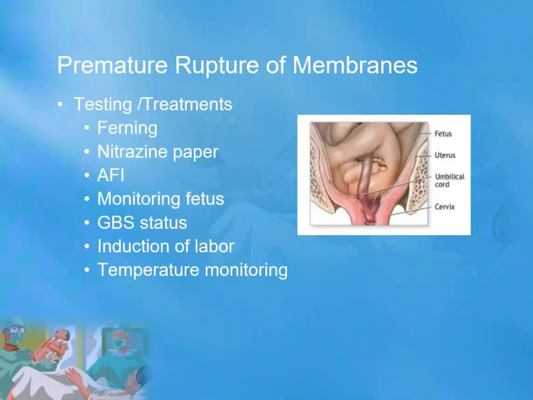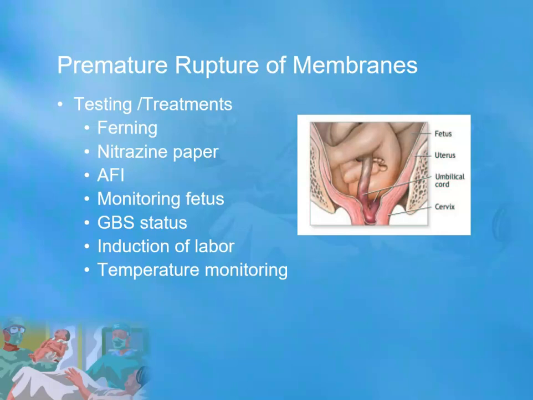Again, premature rupture of membranes is when they break the water early. Again, we can do some testing and treatments. And again, we look at that nitrazine paper. We look at the ferning pattern on a slide. AFI, how much fluid is around the baby, the amniotic fluid index. Sometimes they'll put an ultrasound transducer on mom, and they'll look inside and see, well, you know what, there's not a lot of fluid around the baby. She probably had some premature rupture of membranes.